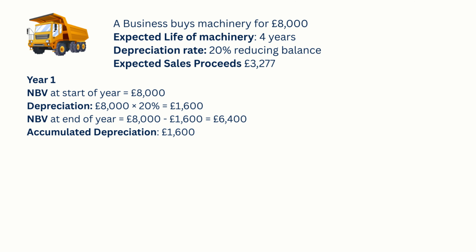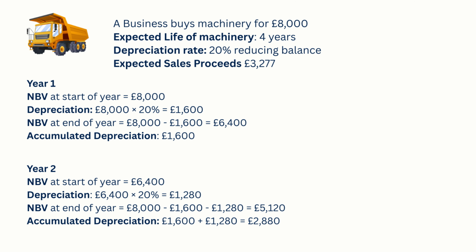Year 1. Net book value at start is £8,000. We now apply the depreciation rate. £8,000 times 20% equals £1,600. Because the asset is new, the depreciation charge is relatively high. Then NBV at end of year 1 is £8,000 minus £1,600 equals £6,400. Accumulated depreciation is £1,600. Let's look at year 2 calculation.